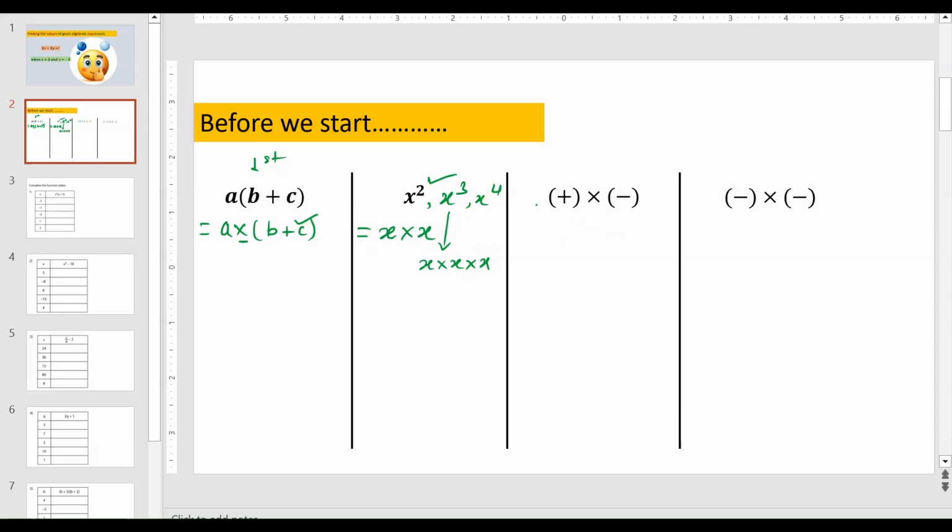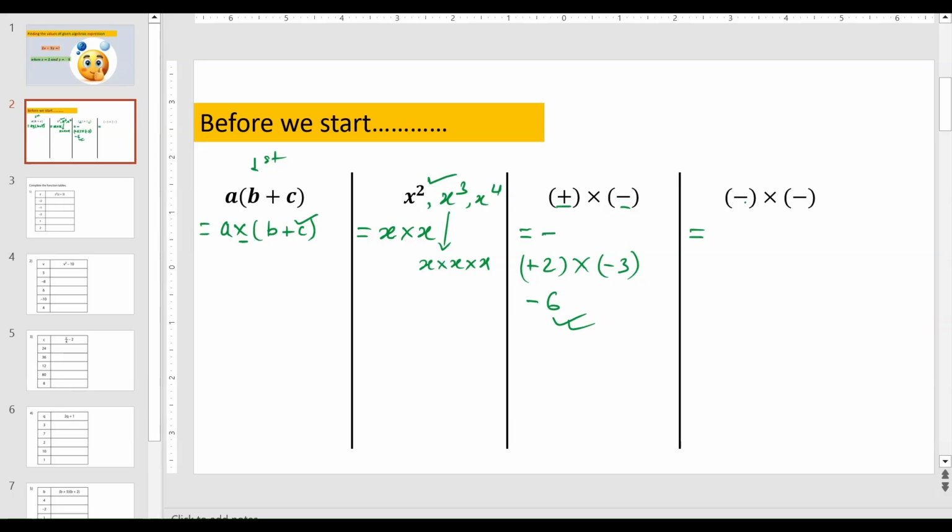Now another important point about different signs. When you multiply values with different signs, plus and minus, or minus and plus, the result is always negative. Multiplication between plus and minus is minus, or minus and plus is minus. For example, if you multiply plus 2 and minus 3, you will get minus 6. So there will always be a negative answer.